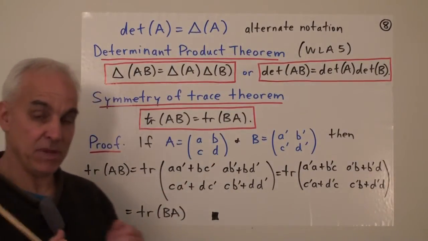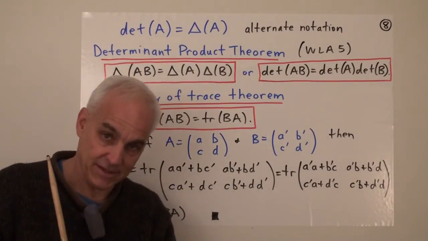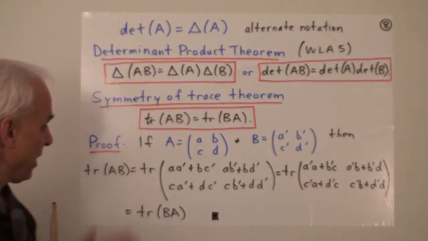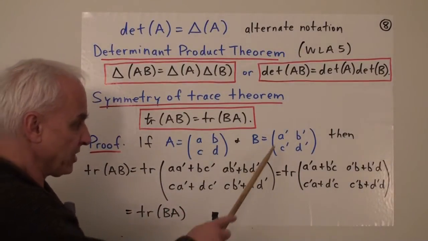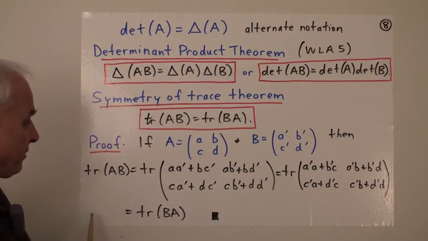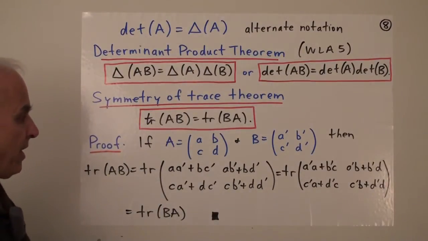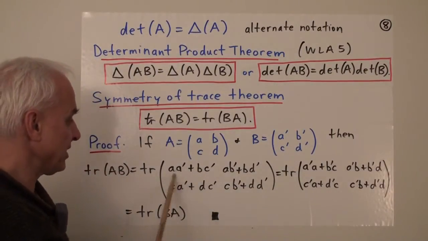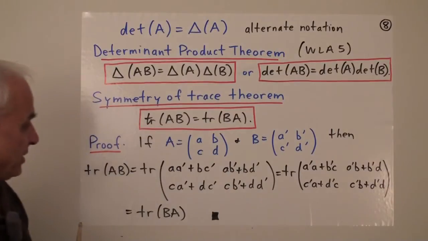The matrices AB and BA are in general not the same, but this theorem asserts that their trace, the sum of the diagonal elements, is the same. A proof is a direct computation. If A is the matrix a, b, c, d, and B is the matrix a prime, b prime, c prime, d prime, well then the trace of AB is the trace of, here's the product of A times B. And here is the product of B times A. And the trace here is this plus this, and the trace over here is this plus this. And you can see that they add up.